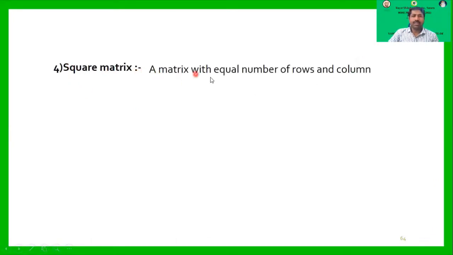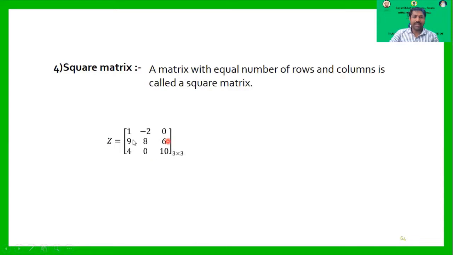Elements are 0. Now fourth, square matrix. A matrix with equal number of rows and columns is called a square matrix. If your matrix has number of rows and number of columns equal, then it is a square matrix. So Z is a square matrix. It has 3 rows and 3 columns.